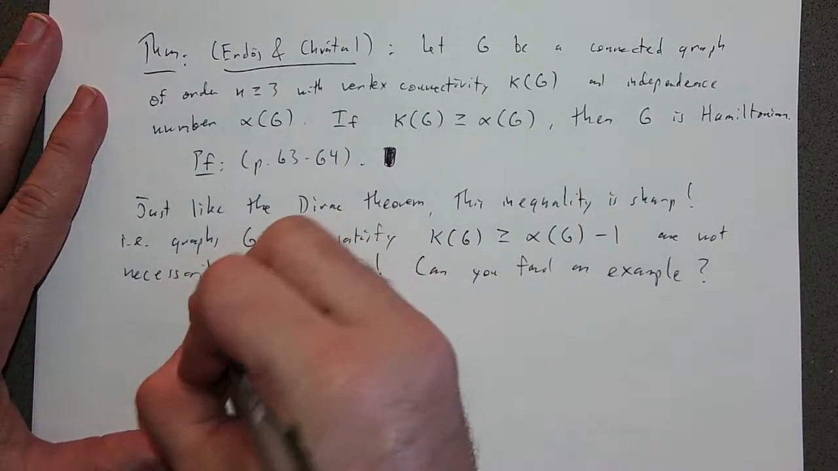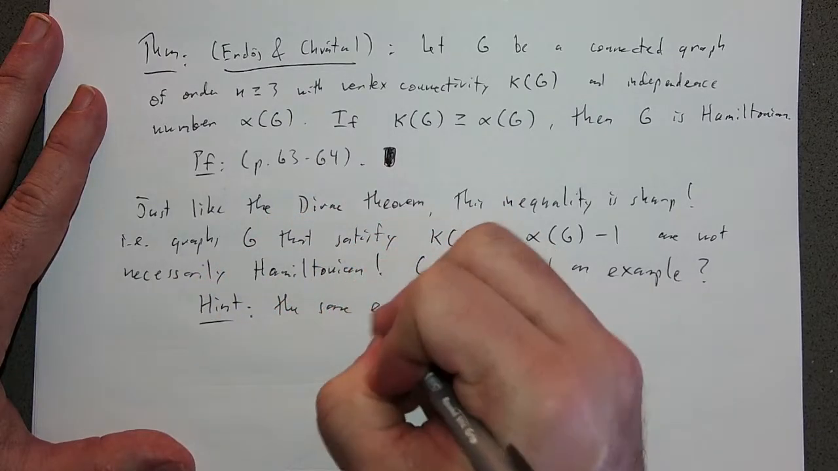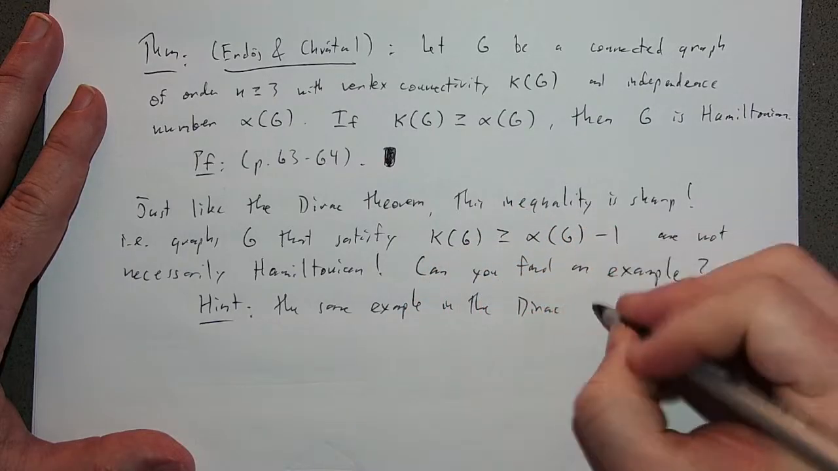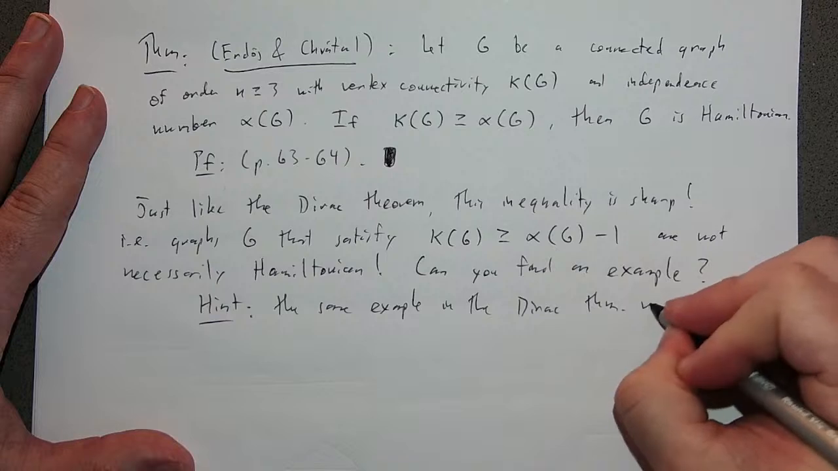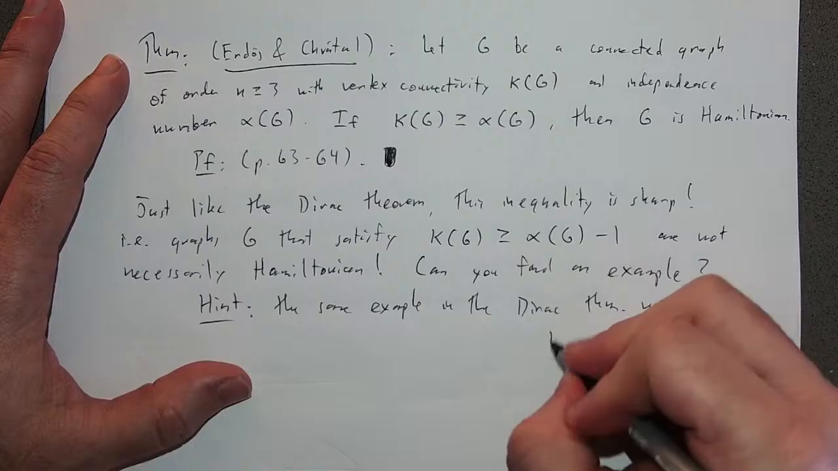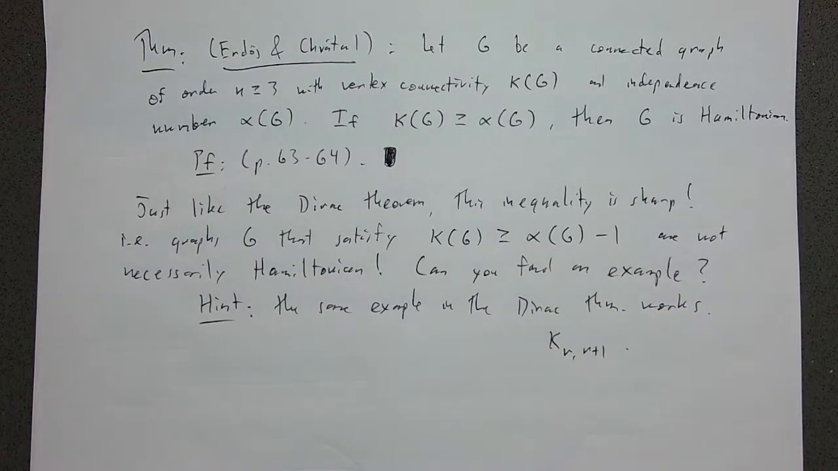Hint. I'll give you a hint here. The same example in the Dirac theorem works. When I say in the Dirac theorem, I mean the same example that showed that the inequality for the Dirac theorem was sharp is also the same example that shows that this inequality is sharp. So it's the complete bipartite graphs with size difference 1 of the partite sets. Think about why that is.